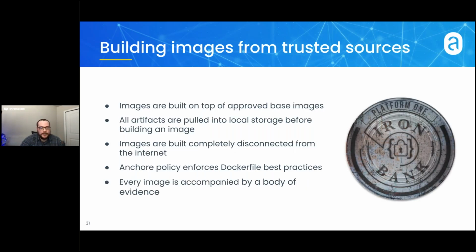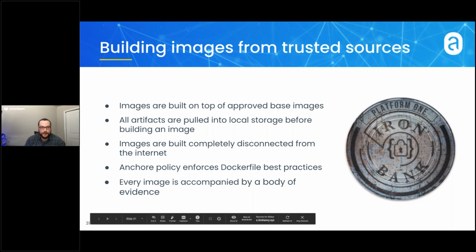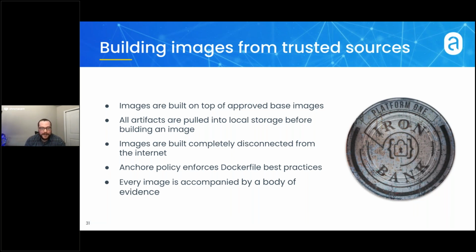So let's dig into how we build images a little bit more, because this is important for beginning to solve the supply chain issue. So first of all, the Iron Bank has an approved base image, the Red Hat UBI image for now. There's also Scratch and distroless for other containers that might not need a package manager.